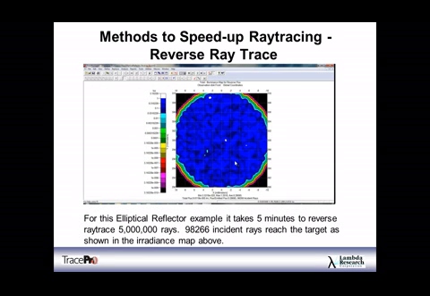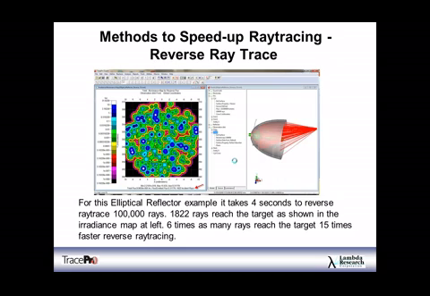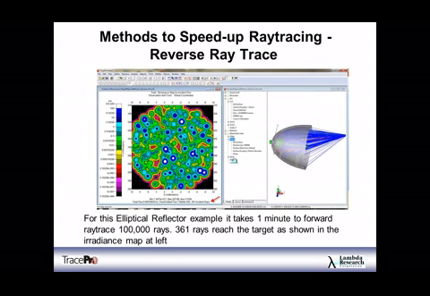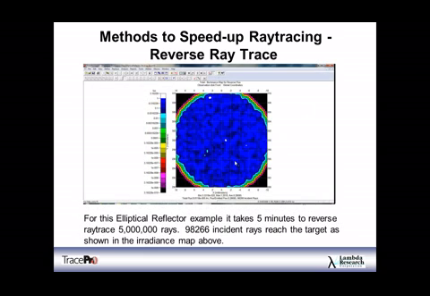So if I really want a good answer, it can happen very quickly. For this elliptical reflector example, when I've set it up like this, it takes 5 minutes to reverse ray trace 5 million rays. I'm getting 98,000 incident rays to the target, and I get a very, very nice answer very quickly. Think of how long it would take to do that same thing using forward ray tracing and how many rays I would get there. It would take a very long time, and you'd probably have to use simulation. So reverse ray tracing is the answer here for this particular problem.